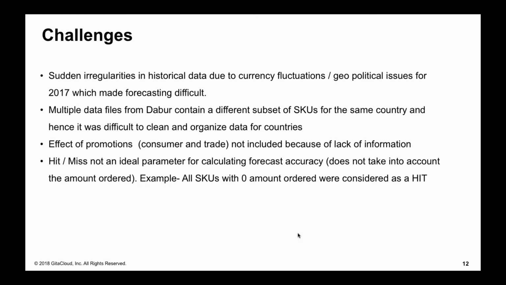The calculation of forecast accuracy is largely related to a hit and miss. Now that does not account for the amount ordered. Basically, all SKUs with zero amount ordered were considered as a hit. So it's not based on a statistical formula, but basically if the particular SKU has actually been sold as per the forecast, then it's a hit, and if not, then it's a miss.